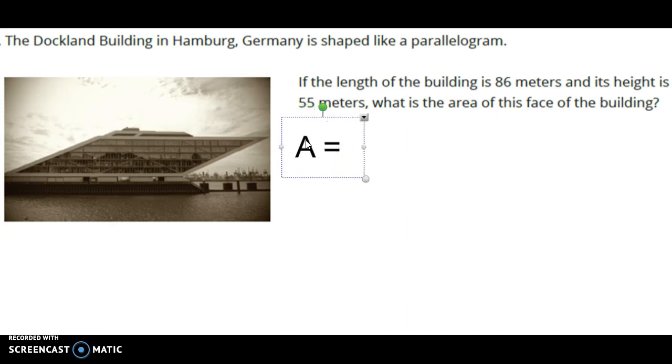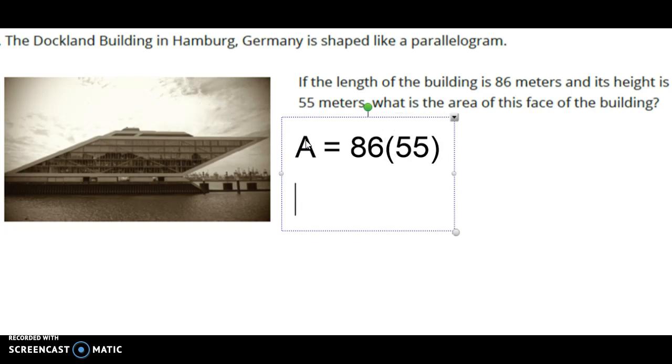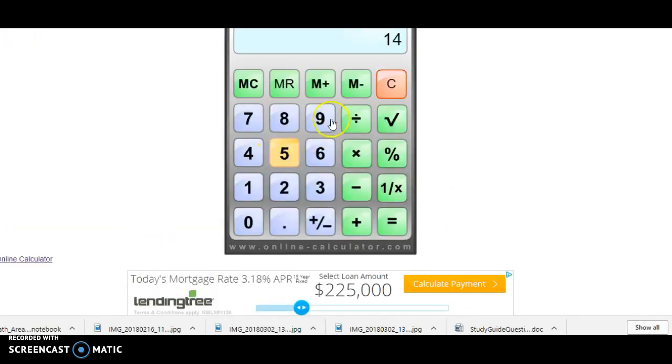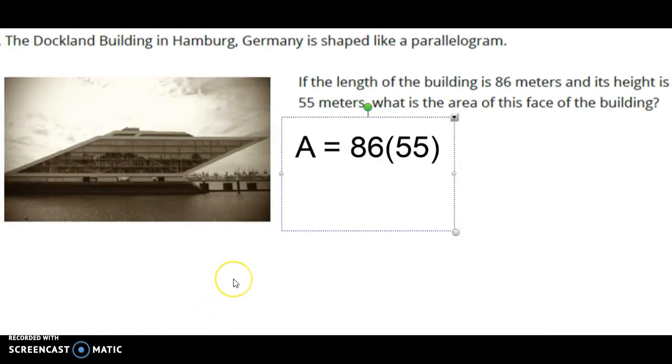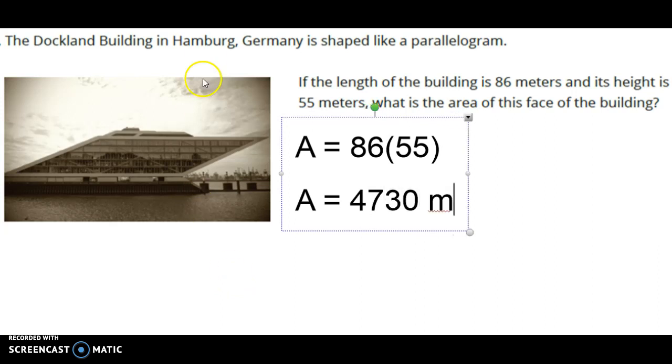Right? I know that area equals base times height. So I know here that area is going to be 86 times 55. I'm going to use my calculator. 86 times 55 gives me 4,730. So area equals 4,730 meters. And because it's area, I need to do meters squared.